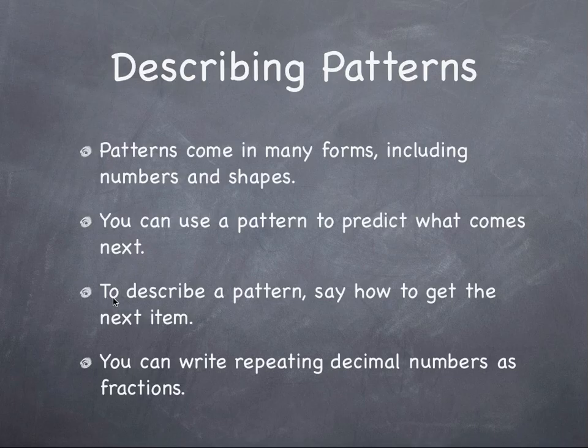And then we're going to learn that to describe a pattern, you need to say how to get the next item. So if you've got a group of numbers, how did you get the next number in that pattern? What was the pattern that you used? How did you figure out that the next number should be the one you chose, or the next shape should be the next shape that was chosen? What were the clues that helped you figure that out?